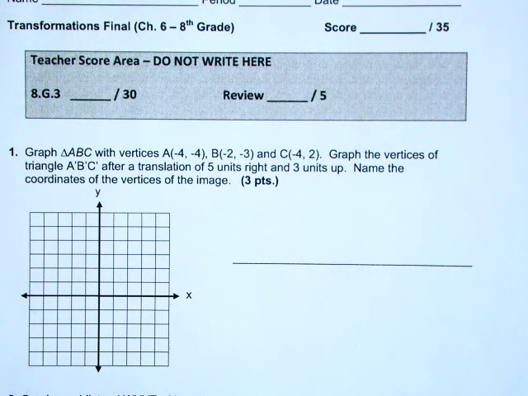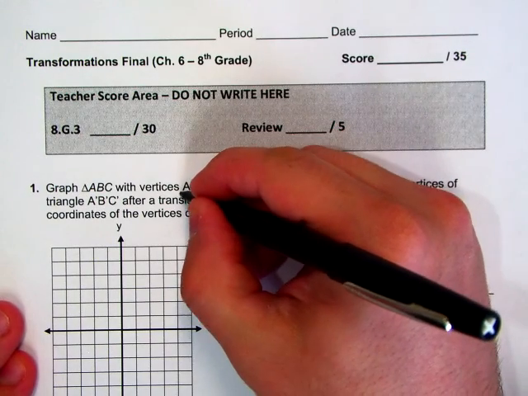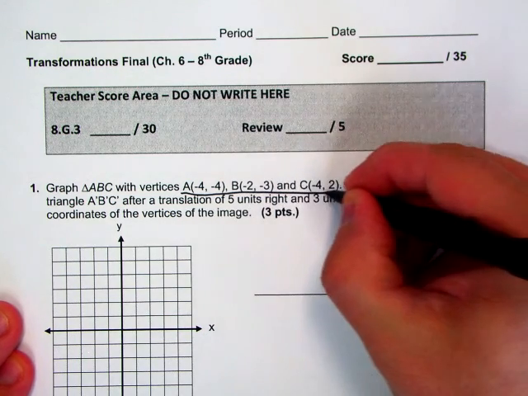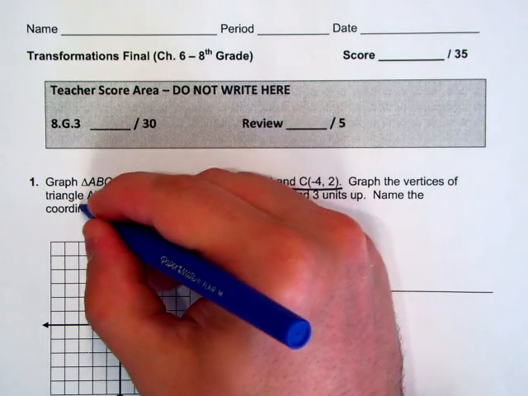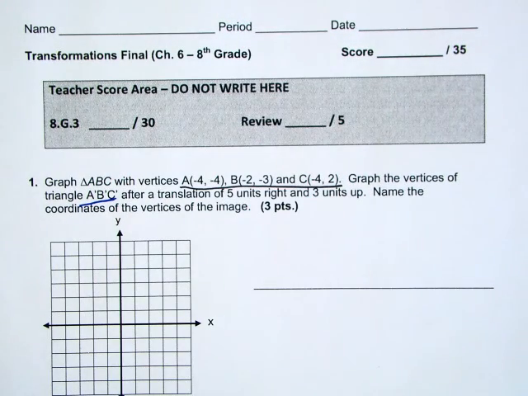Alright, today we're going to be talking about the 8th grade transformations final. What I'm going to do is anytime we have an original figure, or the pre-image, that's going to be drawn in black. Anytime we do one transformation, that's going to be written in blue. And if we have to do a second transformation for anything, that's going to be written in red.